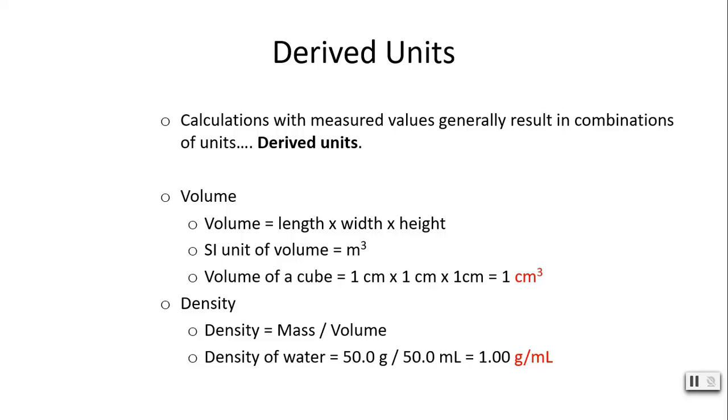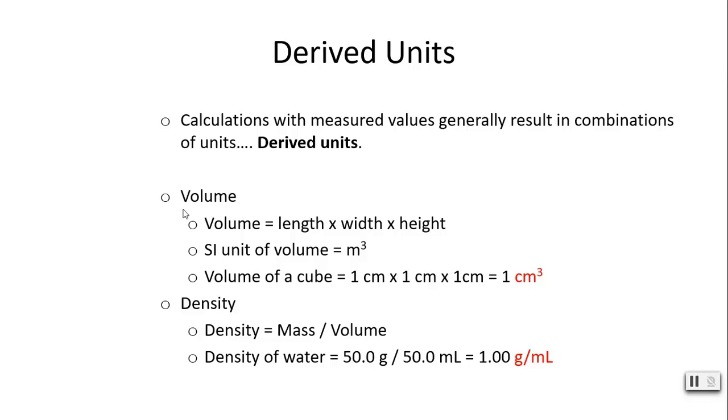So many times when you do calculations with measurements, you receive a final answer that has a unit that is different than the unit that you started with. We just got done talking about how to do conversions of measurements from one unit to another. Many times those final units are called derived units because they result in combinations of units.